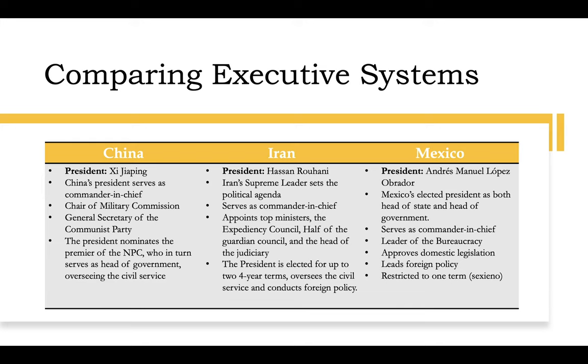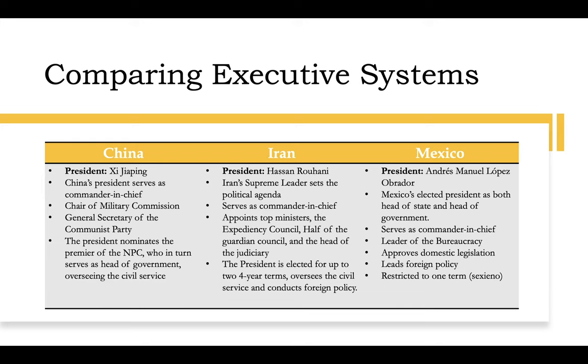So the premier is essentially the what? No. It's like the prime minister of a semi-presidential system. The head of state looks in, the head of government looks inward where the head of state looks outward. So in China, they have a head of government who is the premier.